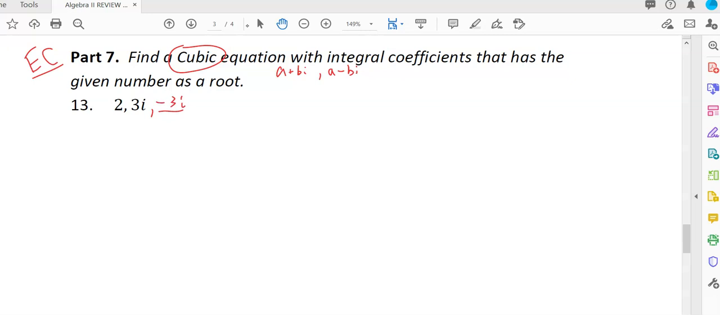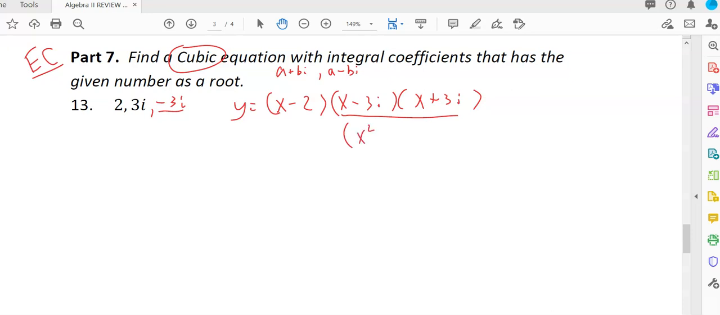So you can write our three factors. So y equals, it's always just x minus the solution. So x minus 2, x minus 3i, and x plus 3i. And I think what's going to happen here, if I FOIL these guys together, it should work out pretty. Okay, so if I FOIL it, well, it's difference of squares, so I really don't have to do first and last. So x squared minus 9i squared times x minus 2. But that actually simplifies further because that'd be x squared plus 9. Because remember, i squared is -1.